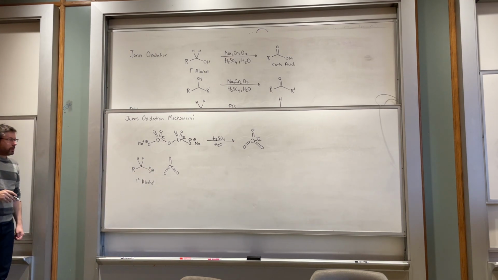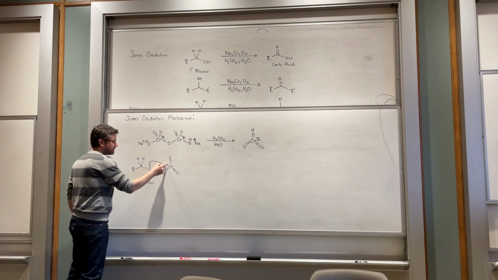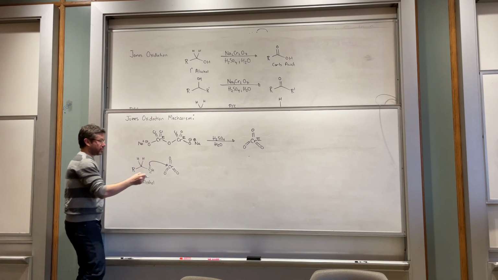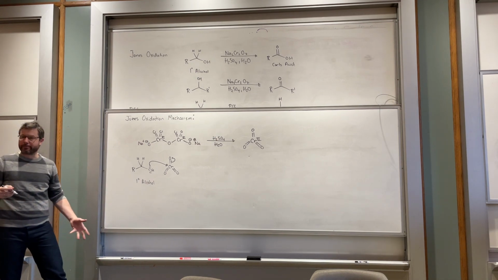Okay. So when we go through this mechanism, what's going to happen is the oxygen of the alcohol is going to add to the chromium. Okay? And that's going to break one of the chromium-oxygen pi bonds or double bonds.